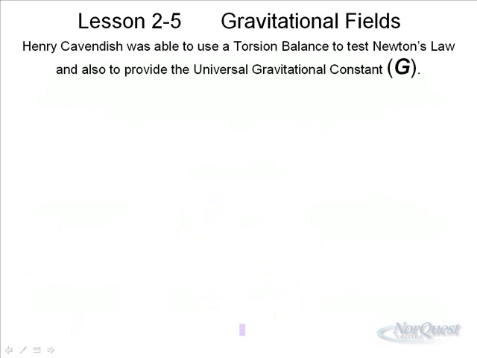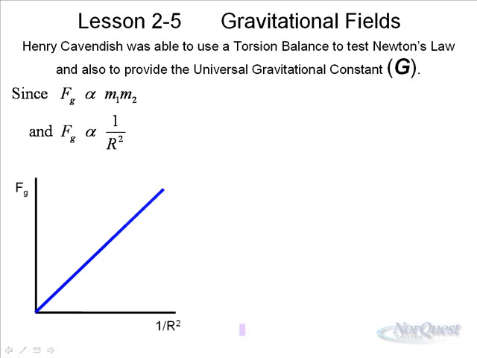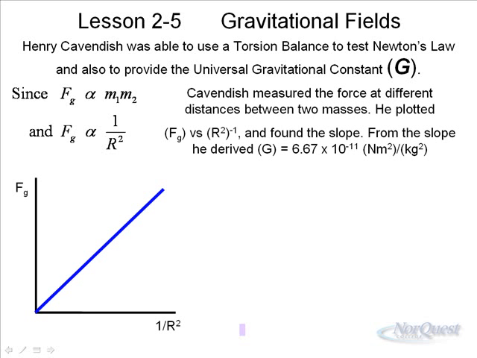Henry Cavendish was able to prove Newton's ideas by using something called a torsion balance. And he also was able to provide something called the gravitational constant, or the universal gravitational constant. Since the force of gravity is proportional to the two masses combined, that is multiplied, and it's also proportional to the inverse of the distance squared, Cavendish was able to measure the force at different points between two masses. And as he moved the masses closer and further apart, he was able to plot those points.